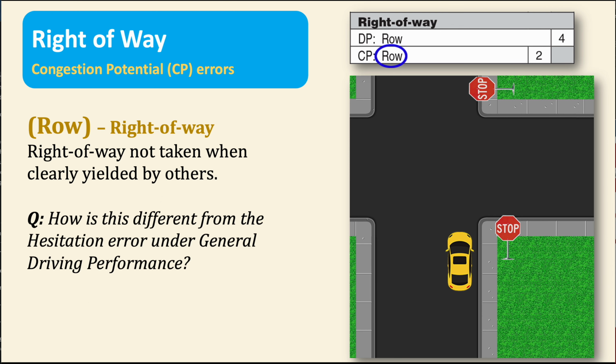All right, so how is this different from the hesitation error under general driving performance? We're going to cover that in the next video. Under general driving performance, you'll see a little HES down there, the very last penalty in the bottom right. And that one is hesitate to proceed based on faraway traffic. So this one is going to be a little different because it's tied more to a right-of-way issue rather than they think they're too close and they cannot accurately judge how far away the car is. So it's slightly different there.